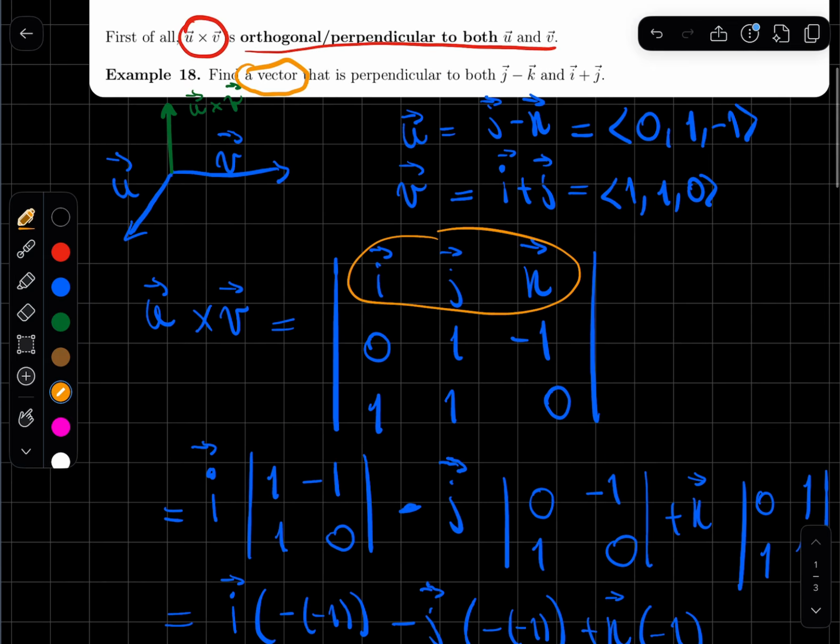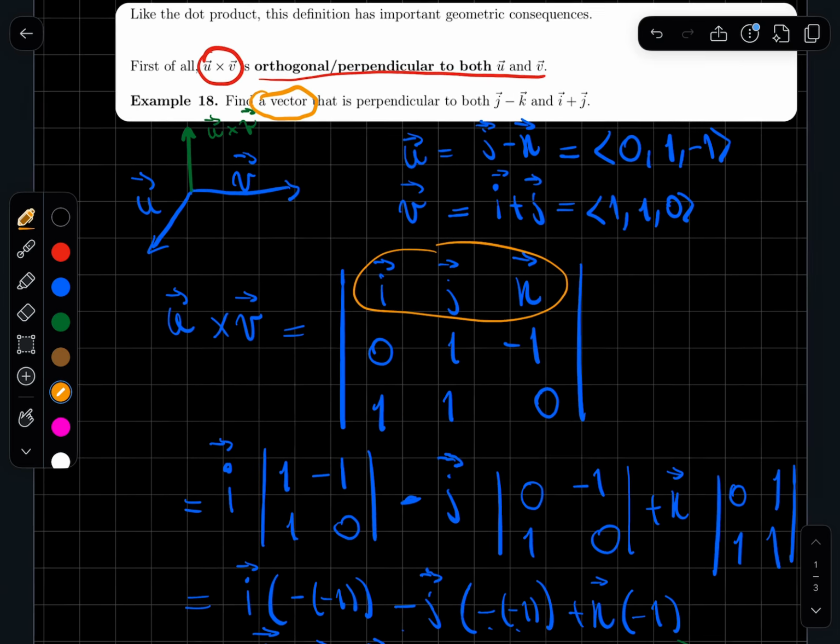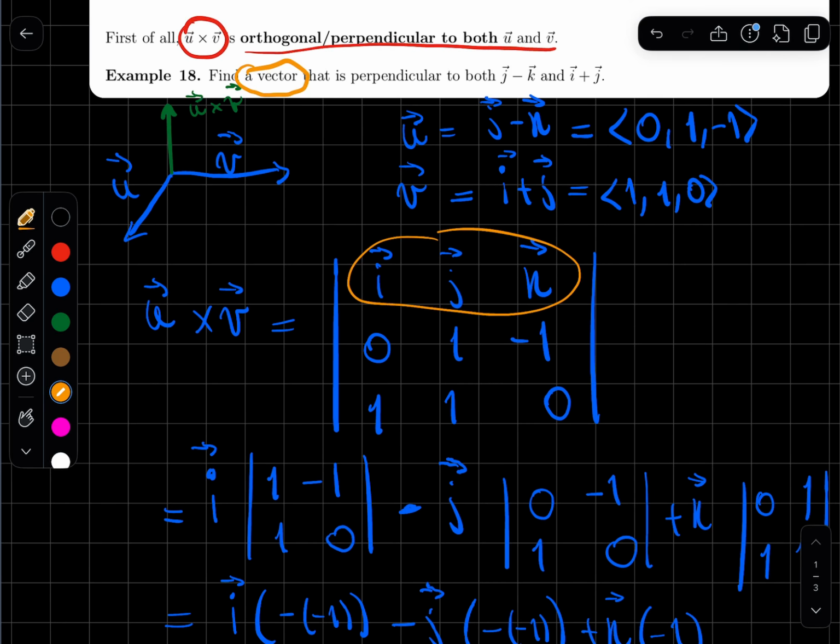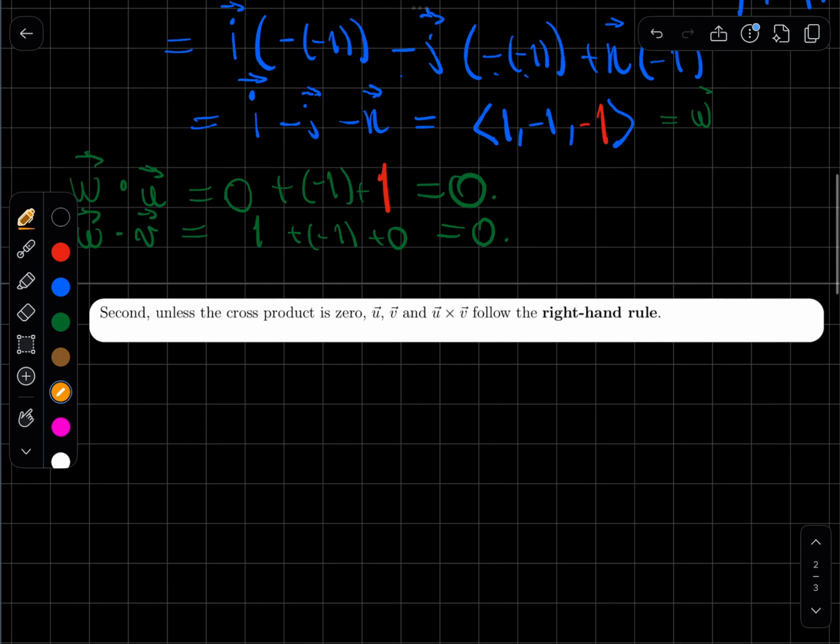It's not the only one, and that leads me to the second property, because this one is also perpendicular to both, just pointing the opposite way, right? But the second property is that the cross product follows the right-hand rule, right?